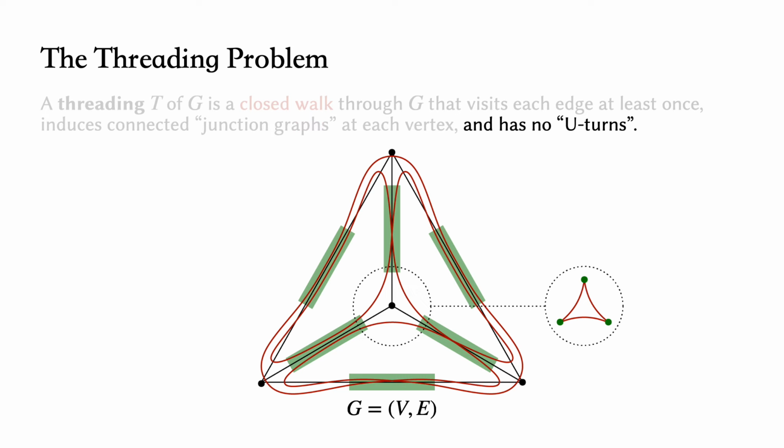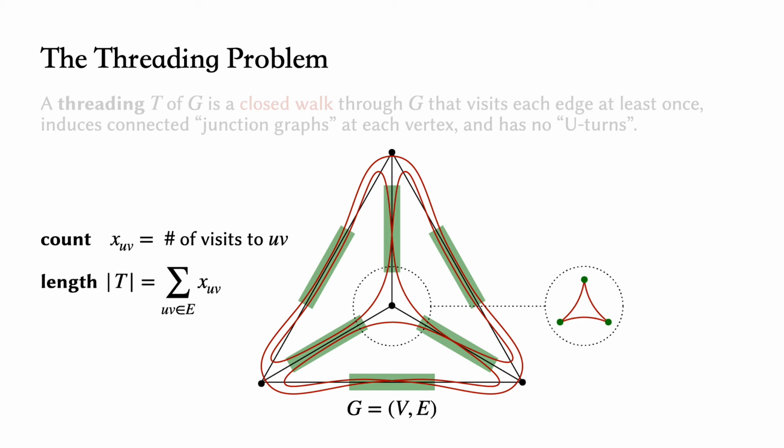Next, we note that this walk, that is our threading, must not have any U-turns. That is, when exiting one tube, the walk must next enter a different tube. It can't immediately return to the same tube. The number of times the threading visits an edge UV is called the count of UV, denoted as XUV. The length of the threading is the total number of edges visited by the threading, or the sum of the counts over all the edges.